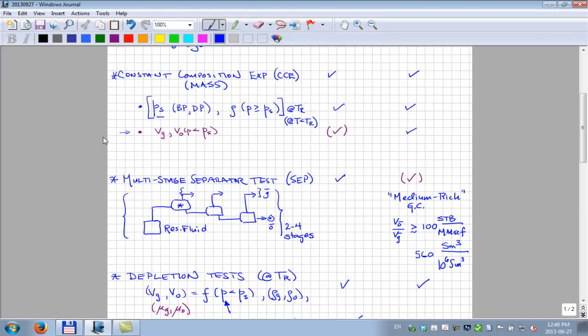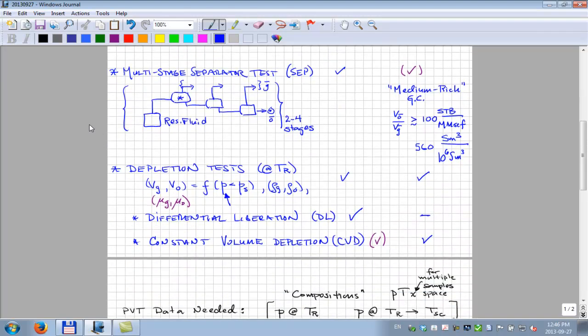That's the one test. The multi-stage separator test is mainly conducted to get information to help design and optimize the surface process. Okay? We're trying to make as much value from components, keeping them in the stock tank oil phase instead of letting them get released into the surface gas phase. So we're doing these experiments mainly to do what I refer to as, this is my little box for surface process. That's the surface process. And we're basically trying to do some kind of optimization on this. And these data help us do that.